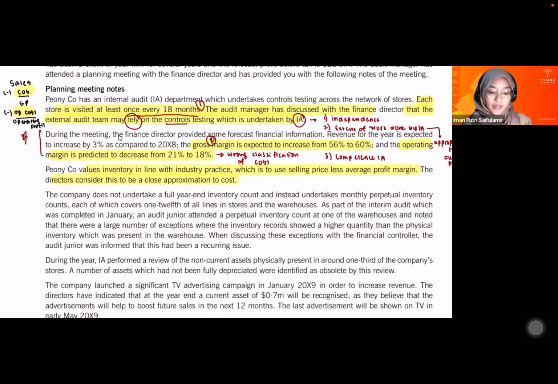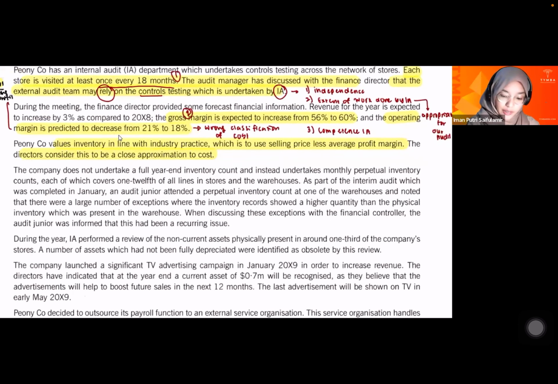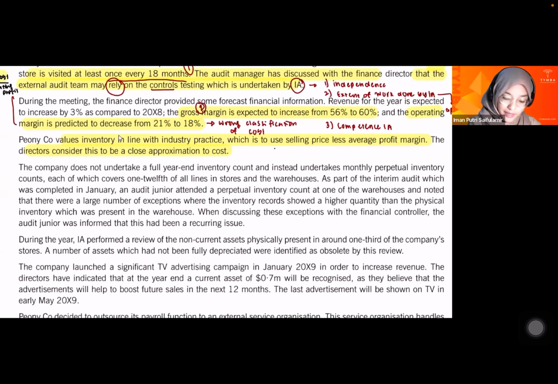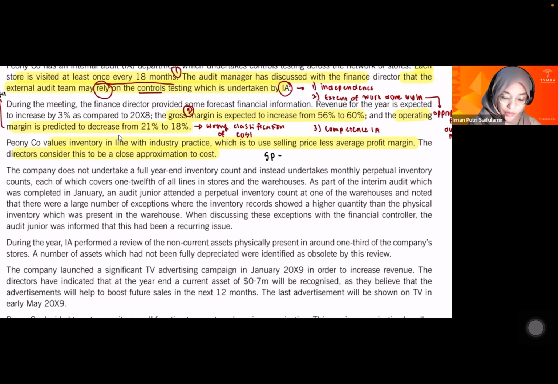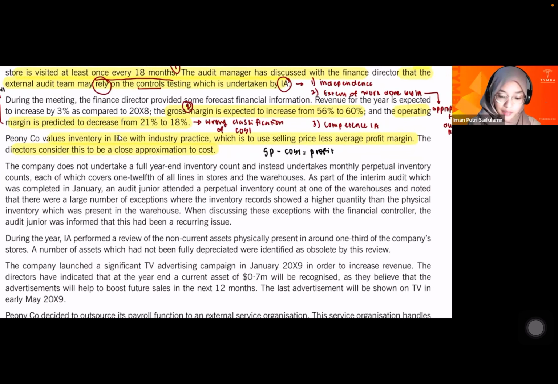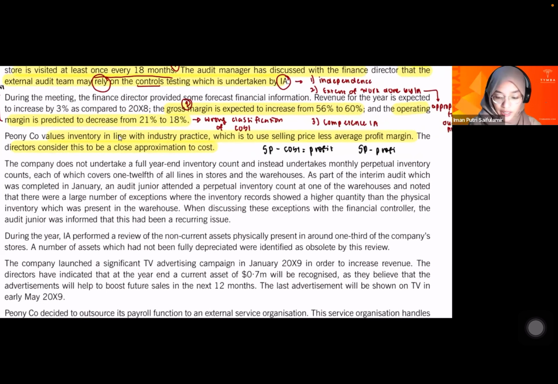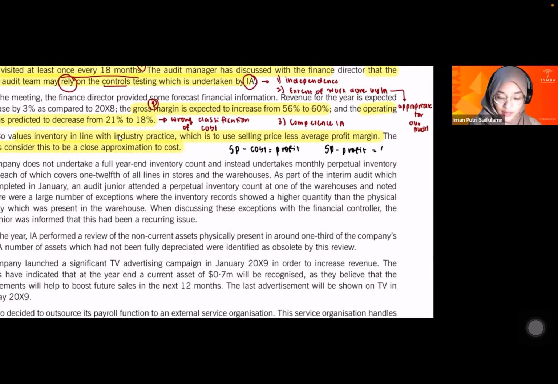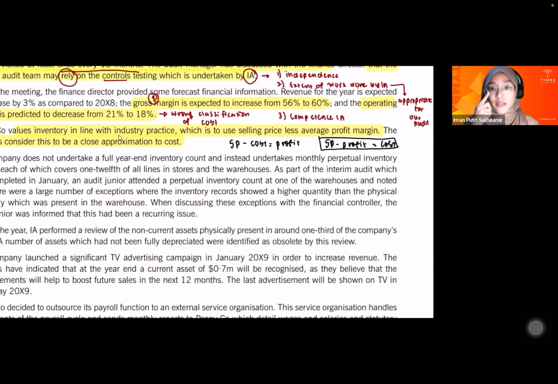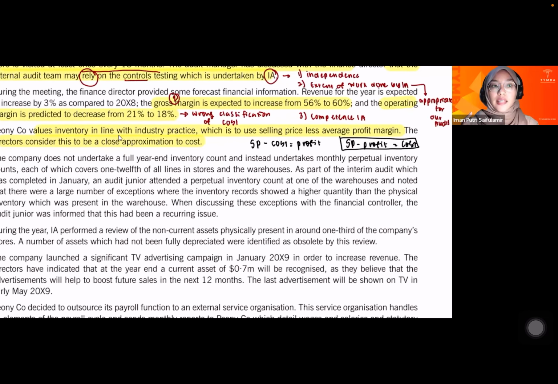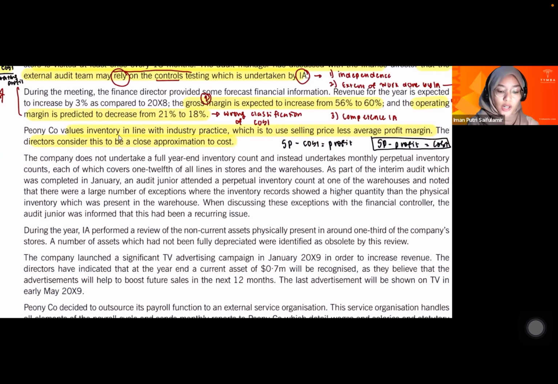So basically, selling price minus cost, we will get the profit, right? So selling price minus profit is actually the cost, right? In this case, the company is actually valuing the inventory at cost. However, they consider this to be a close approximation to cost. The audit risk is basically we want to confirm, is it really a close approximation to cost, or is there a risk that the inventory may be misstated. Okay, so that's the third point here.